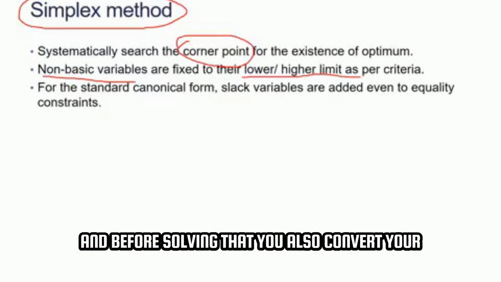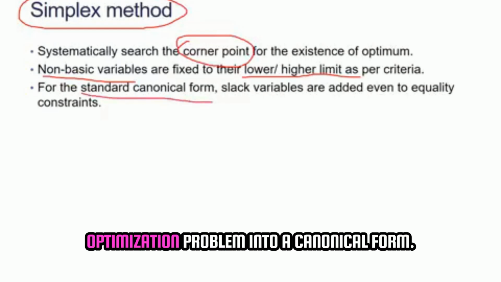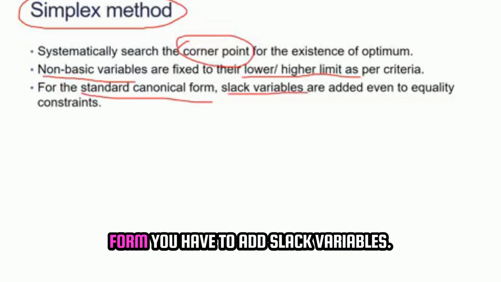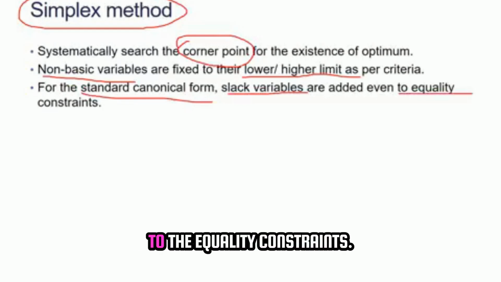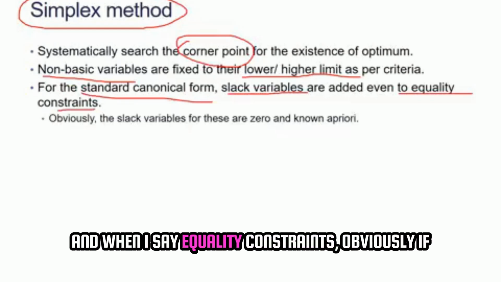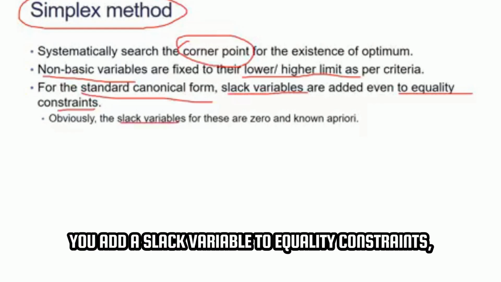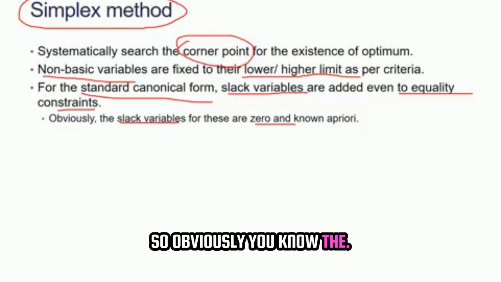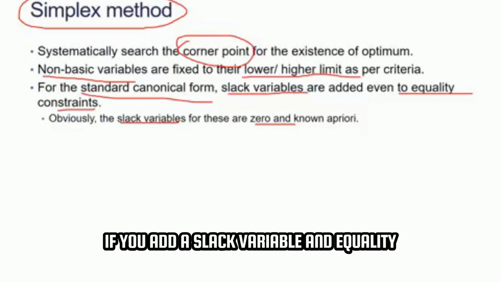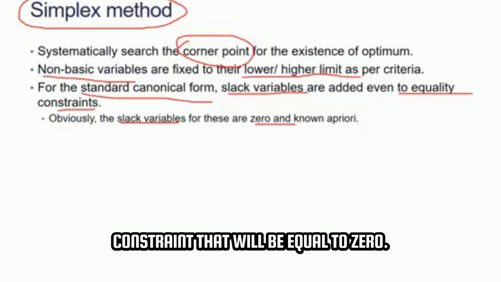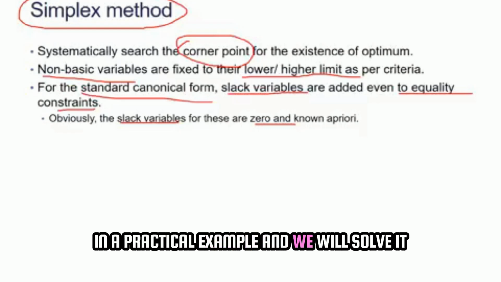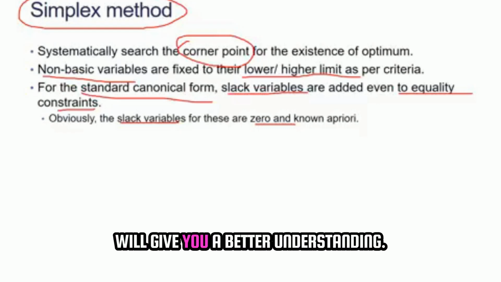Before solving that, you also convert your optimization problem into canonical form. As I told you before, for converting to canonical form, you have to add slack variables. And here we add a slack variable even to the equality constraints. Obviously, if you add a slack variable to an equality constraint, it is going to be equal to zero. This again we will see in a practical example and solve it in the class, and that will give you a better understanding.